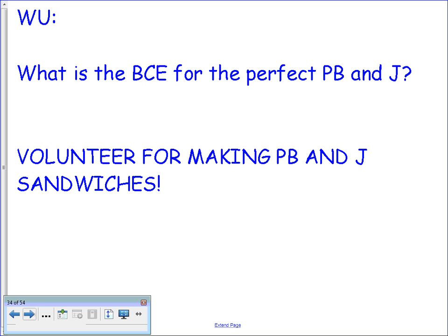You need two pieces of bread, a piece of peanut butter, and a piece of jelly, according to Miss Emma's recipe. All right? And you got this? Sure. I believe in you.